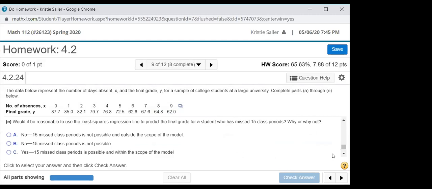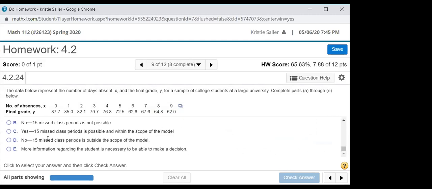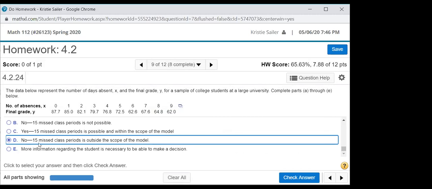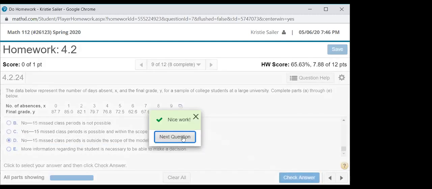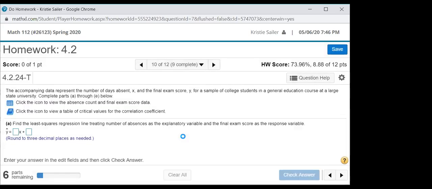It's outside the scope of the model, right? So 15 classes, this one. No, 15 missed classes period, but outside the scope of the model. Okay. Don't say it's not possible, because a student could of course miss the class period. Probably not likely, but it's possible.